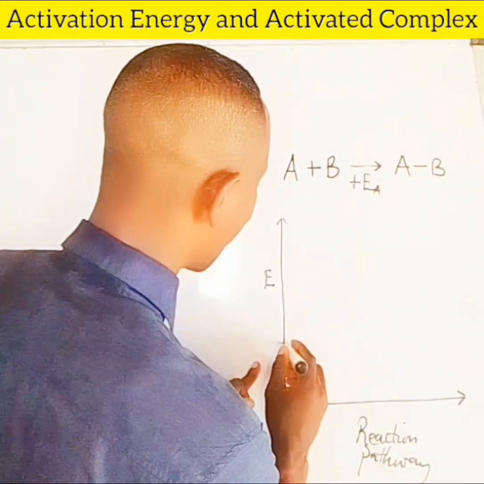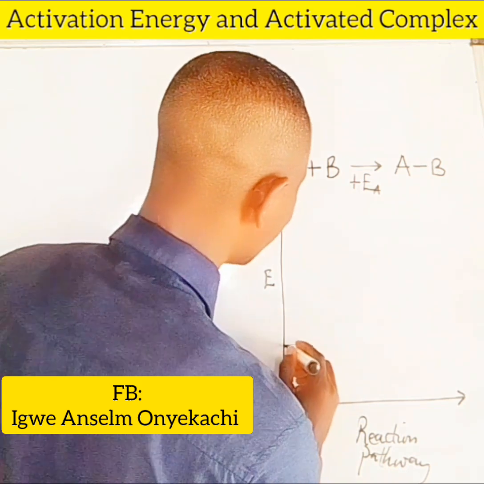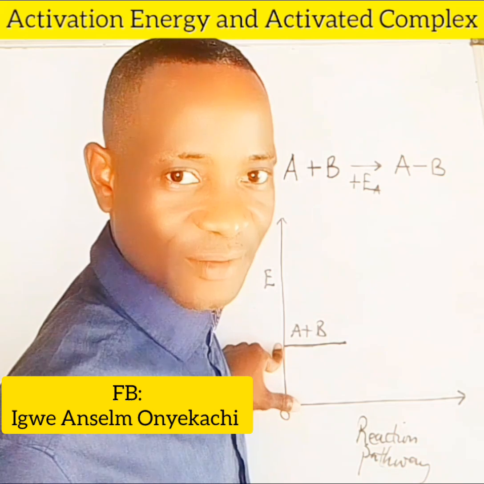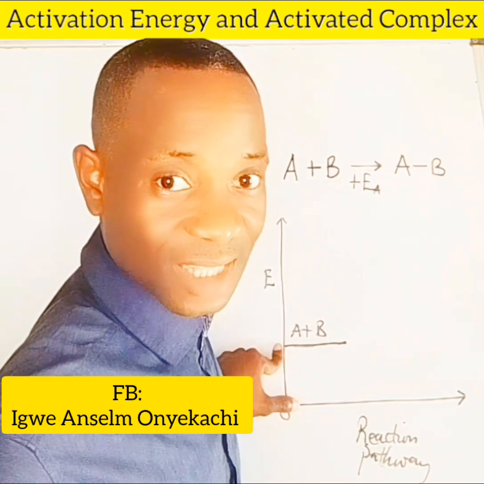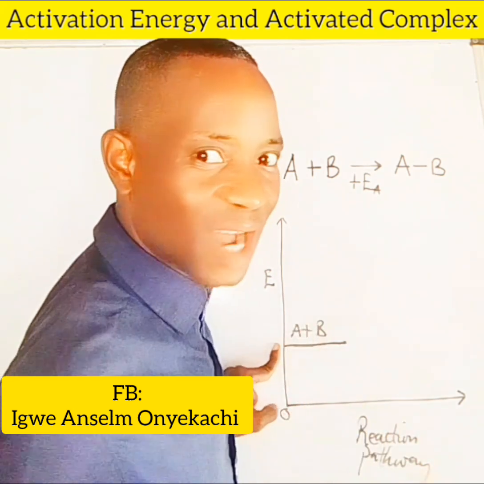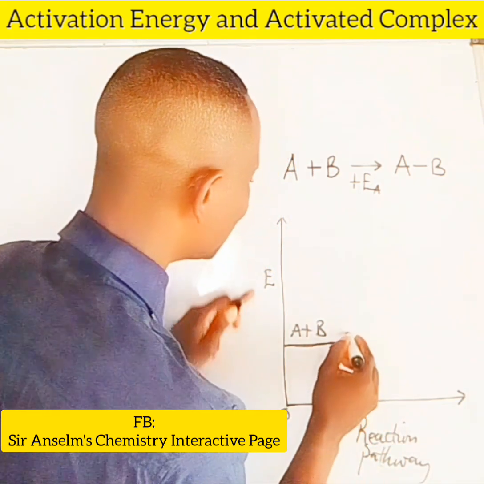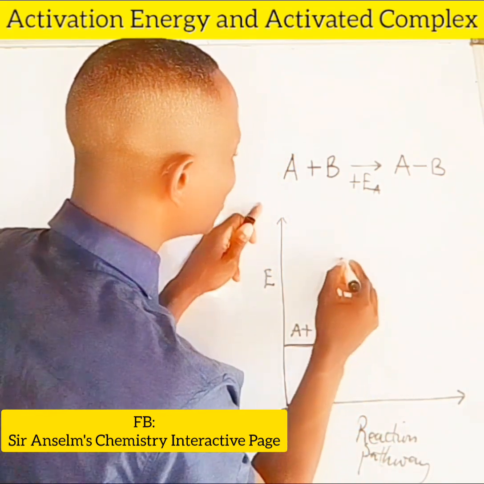These reactants are placed on a certain energy level. Here is 0. So they are existing on a certain energy level above 0 before the reaction actually takes place. For these two species to actually transform into a product, they will start absorbing energy until they reach a minimum.